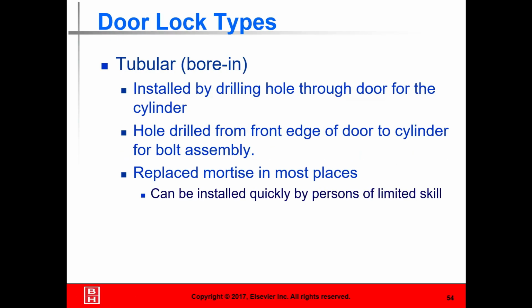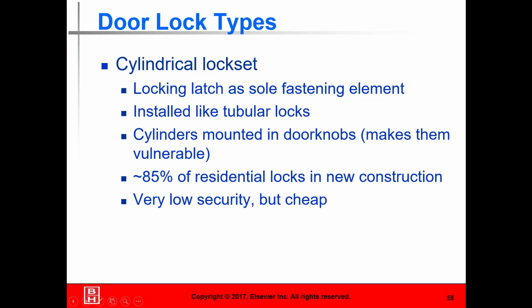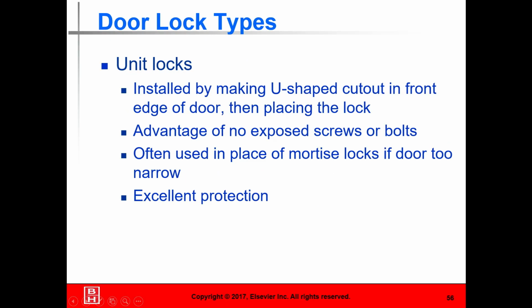Tubular lock is installed by drilling holes through the door to accommodate the cylinder and cylinders. And the installation, again, is very similar to what most doors have. The cylindrical lock set, fastening element installed like the tubular lock, with the cylinder mounted in the doorknobs, makes them vulnerable. Like it says, about 85% of all residential locks use this. Very low security, also inexpensive.